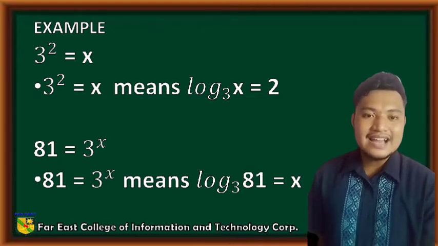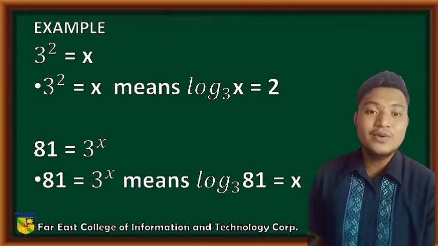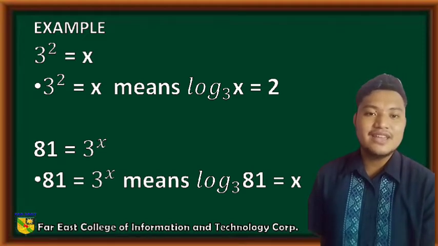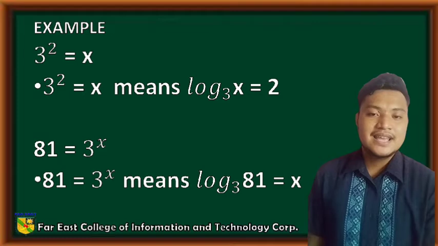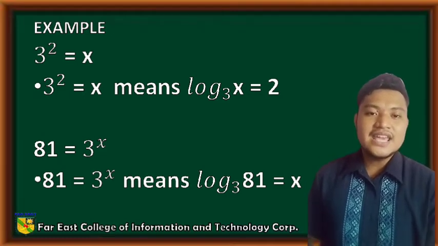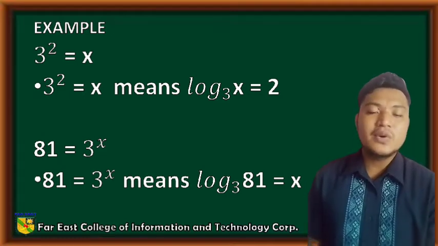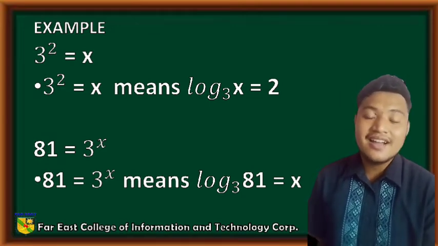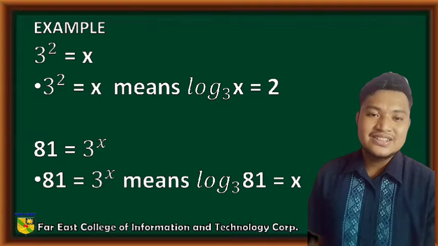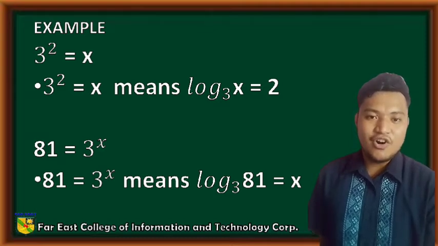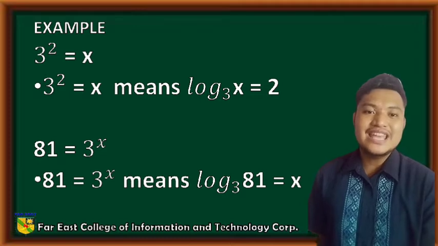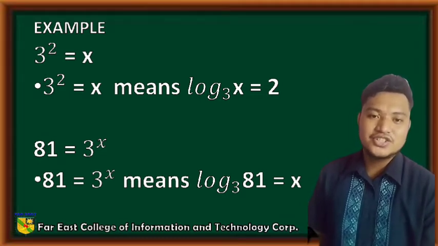Doon natin nilalagay yung base. Ano yung exponent? X. So, yung exponent dun sa logarithmic form ay dun sa labas. And then, yung equal to 81, ipapasok lang natin siya at kasama ni log at saka ni base dun sa logarithmic form. So, ito po yung exponential form into the logarithmic function.